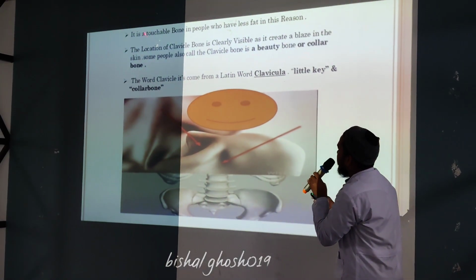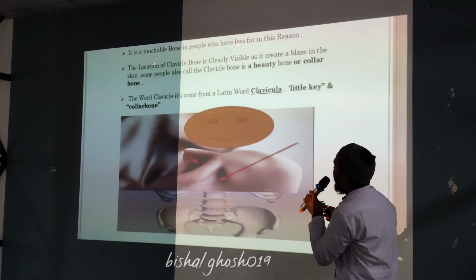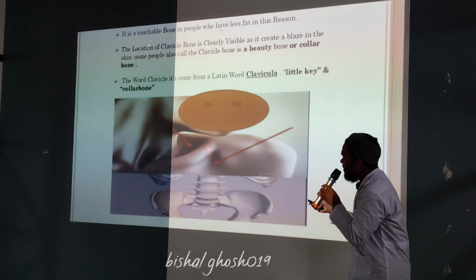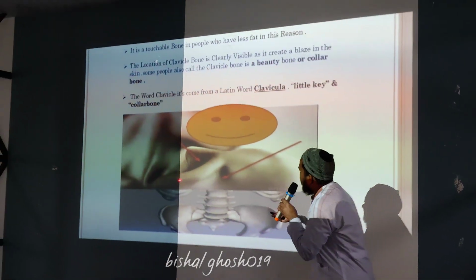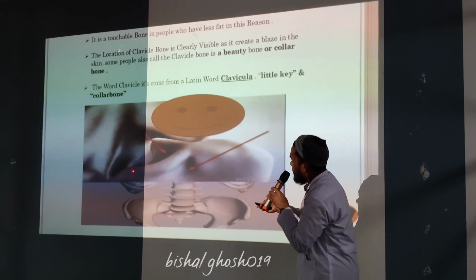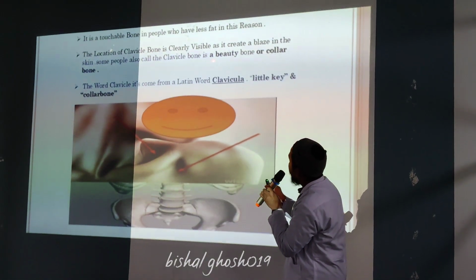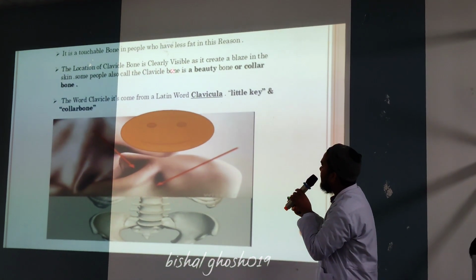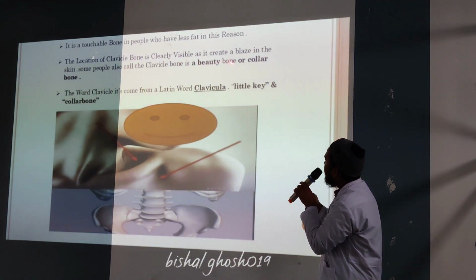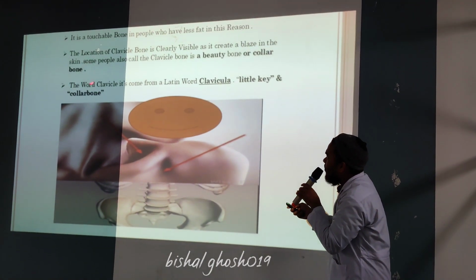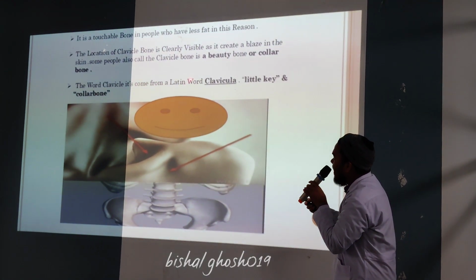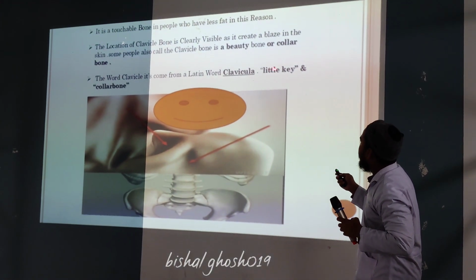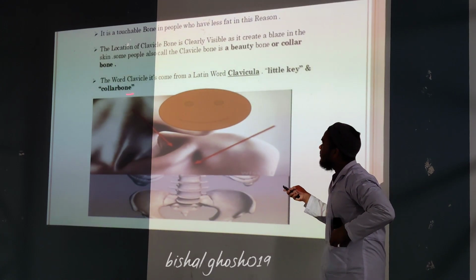It is a touchable bone in people who have less fat in this region. As we can see in the picture, it is clearly visible that the clavicle creates a bulge in the skin. Some people also call the clavicle a beauty bone or collar bone. The word clavicle comes from the Latin word clavicula. This means little key or collar bone.